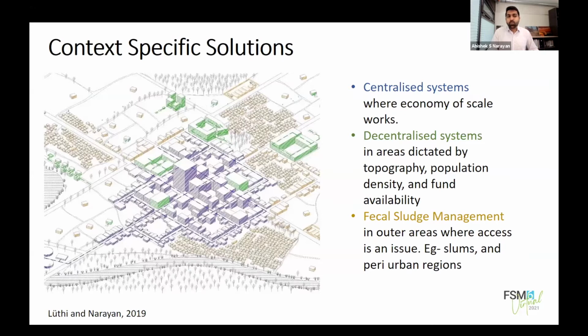Now let's move on to mix of technologies. What we mean by this is we shouldn't follow a cookie cutter approach. Rather, we should look at context-specific solutions, not just city to city, but even within the same city.